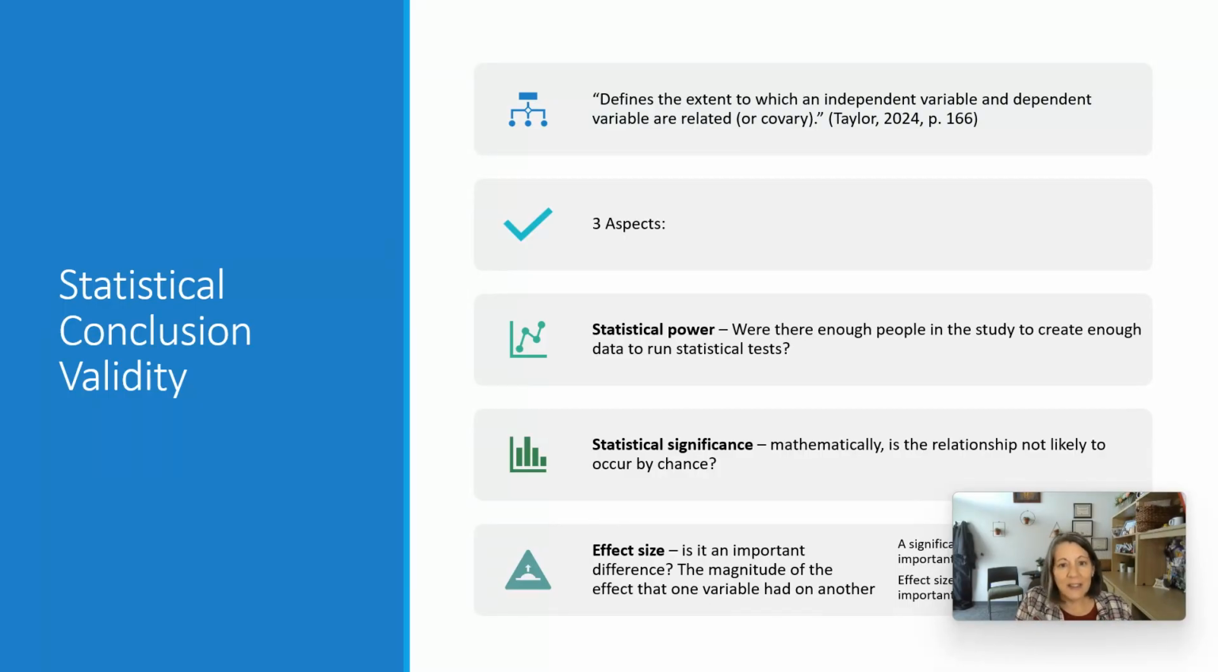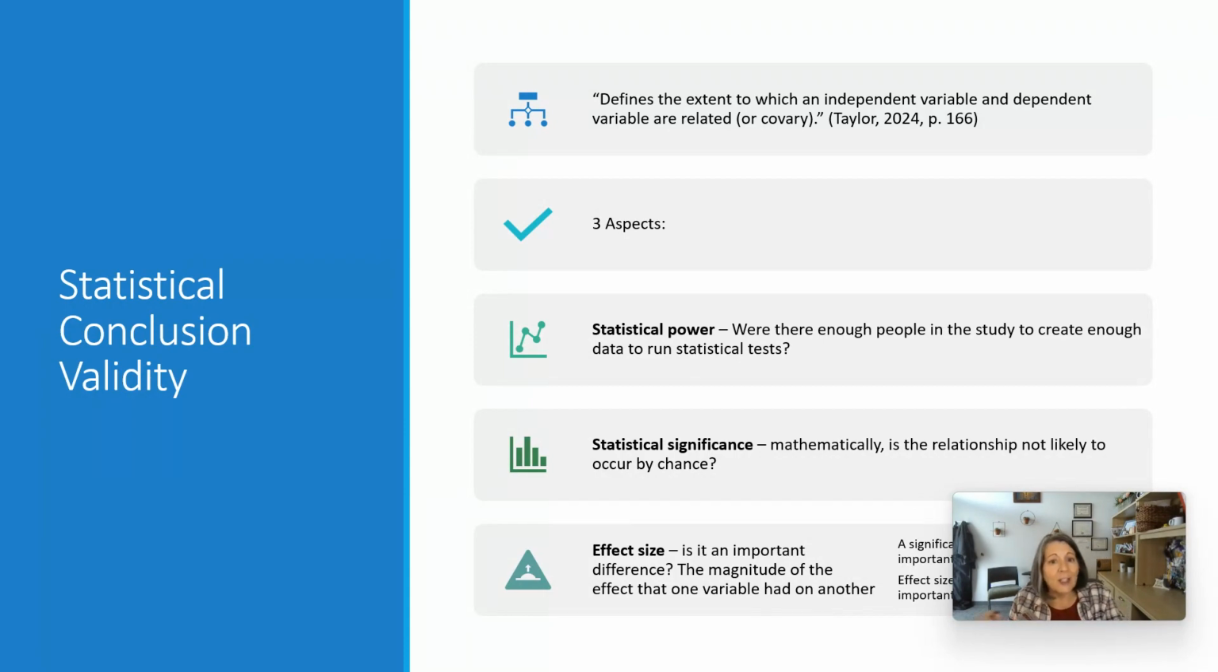Statistical significance. This is that p-value that you probably learned about in your undergraduate statistical class. Mathematically, is the relationship likely to not occur by chance? So p-value means the percent value, and we usually want it to be 0.05 or less, meaning we want a 5% or less chance that these results could have occurred by chance.